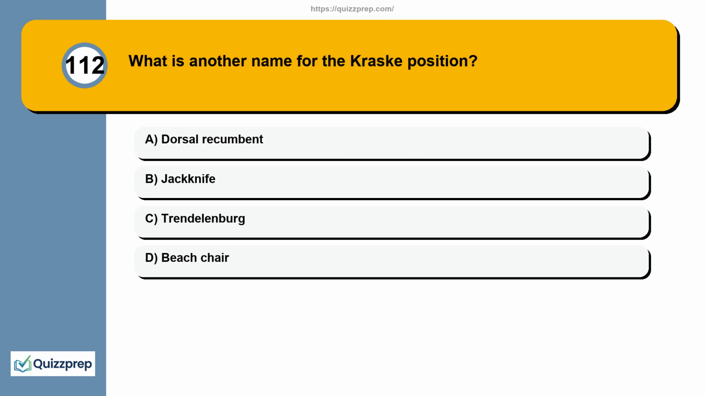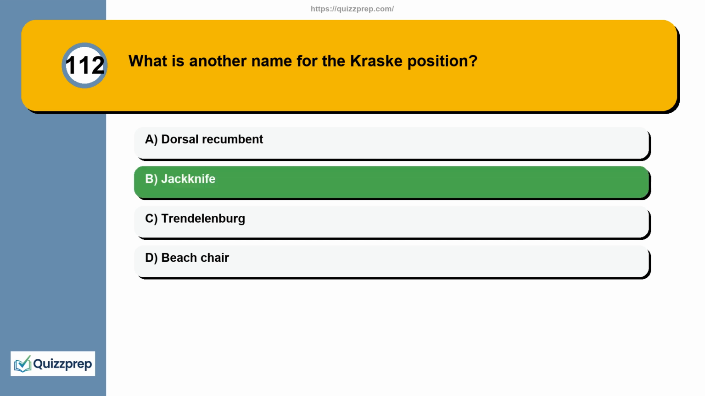Question 112. What is another name for the Kraske position? Option A, dorsal recumbent. Option B, jackknife. Option C, Trendelenburg. Option D, beach chair. The correct answer is option B, jackknife.